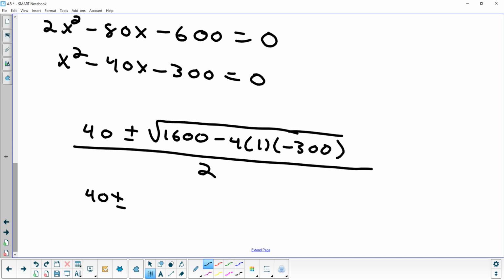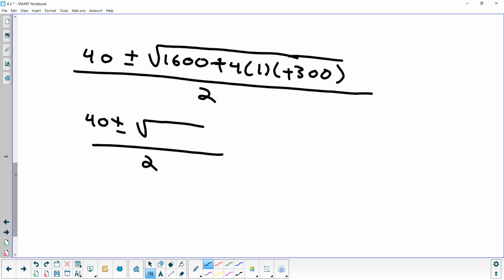Now, under the root, I have 1600 minus a negative number. So, Francesca, what's going to happen there? That times 4 times negative 300. And because I'm going to end up subtracting a negative number, what will happen? A positive. Yeah, this is all going to end up being added because it would have been minus a minus. So now, Matt, what do I get under the root? Let's see.